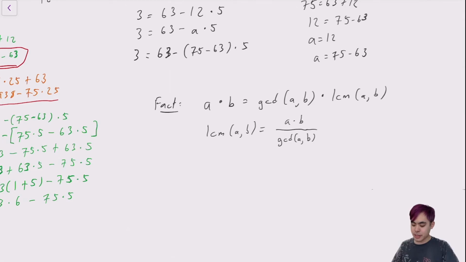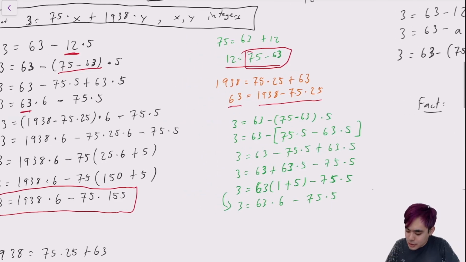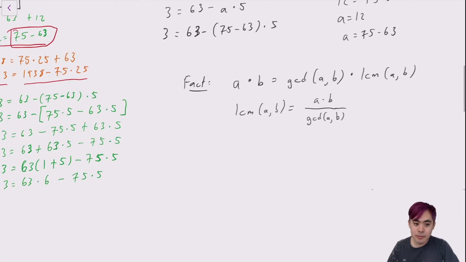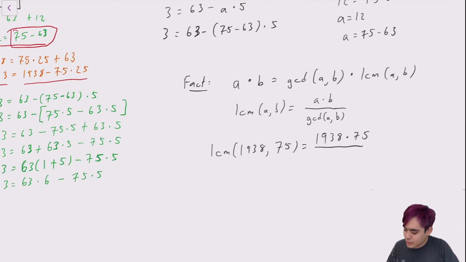So for example, in this case, we have 1,938 and 75, right? So the least common multiple of 1,938 and 75 is equal to 1,938 times 75 divided by the greatest common divisor, which is 3. So that's going to be equal to 1,938 times 25, which is a little bit painful, but let's do it. So I'm going to do this a quick way.